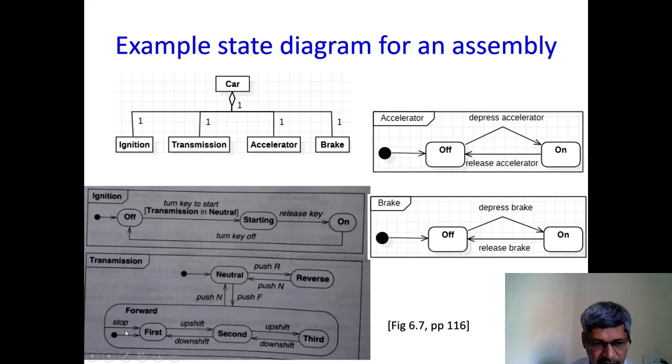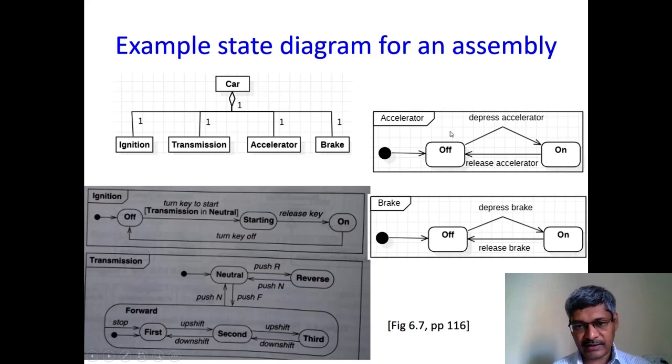We have also seen that from the composite state you can have a stop, which always leads from any of the states. If a stop occurs, you will come to the first. This transmission we have discussed in detail in one of the earlier videos. This is all about the additional features. From the forward state, if you press the N, it will go to neutral. And this is the state diagram for the transmission.